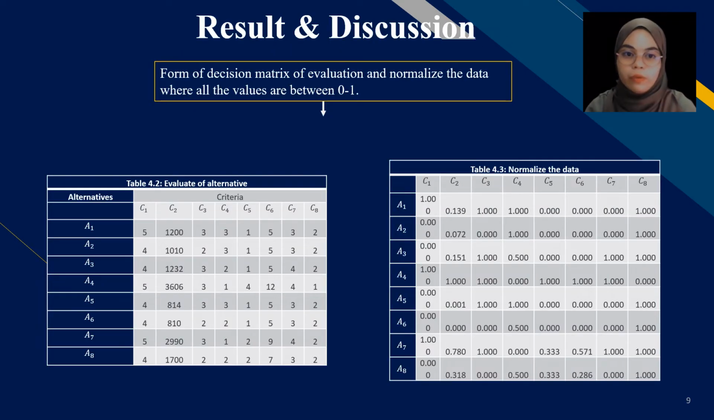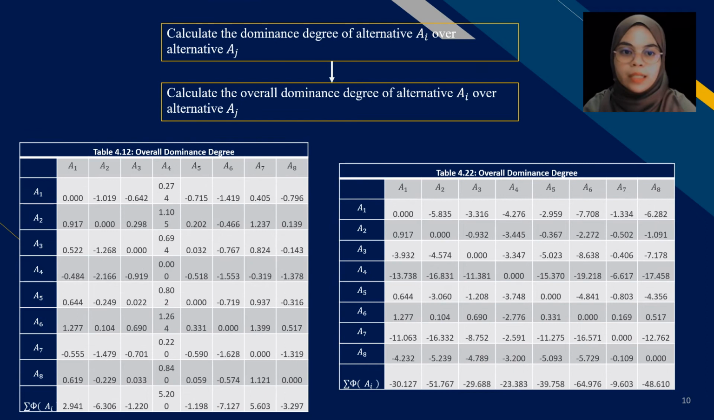So, we form the decision matrix of evaluation and normalize the data so that all the values are between 0 and 1. Next, we calculate the dominance degree of alternative AI over alternative AJ, and calculate the overall dominance degree of alternative AI over alternative AJ.